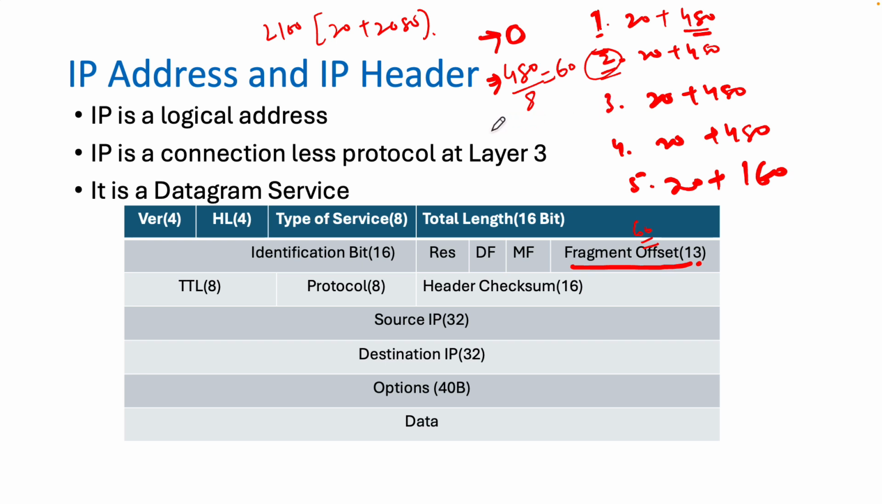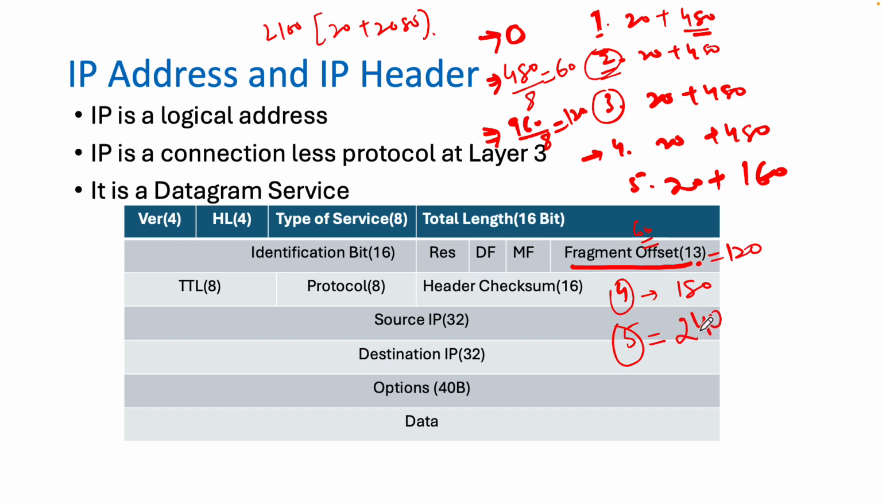And when you go to fragment number 3, how much data was transferred before this? 480 plus 480. That is 960 divided by 8. Answer will be 120. So in this case, the third fragmented packet, the value will be 120. Similarly, for the fourth fragment, the value of fragment offset will be 180. Okay. And for the fifth the value will be how much? 240.